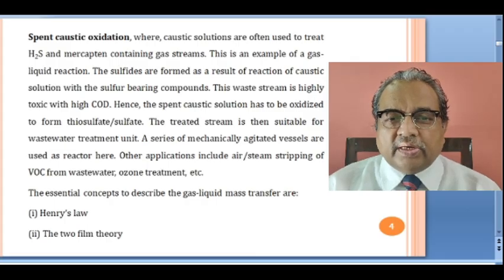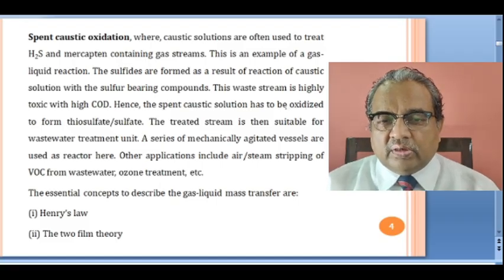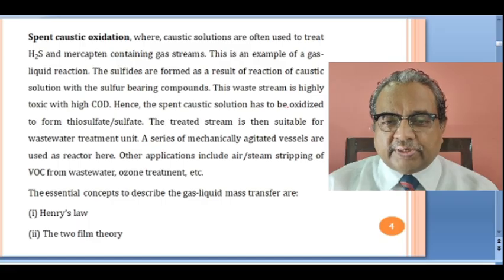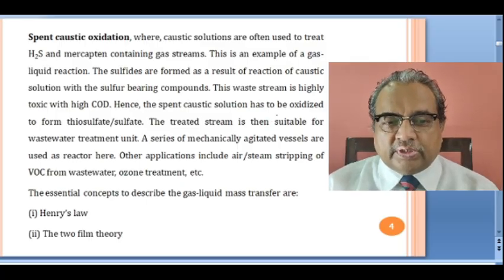Now here we will be studying mainly the topic mass transfer with chemical reaction, that is absorption accompanied by chemical reaction. So in gas liquid systems, gas is absorbed in the liquid, and when we use reactive component in liquid stream, then it is absorption accompanied by chemical reaction. Now essentially this is based on two important concepts which you have studied in mass transfer: Henry's law and two film theory.